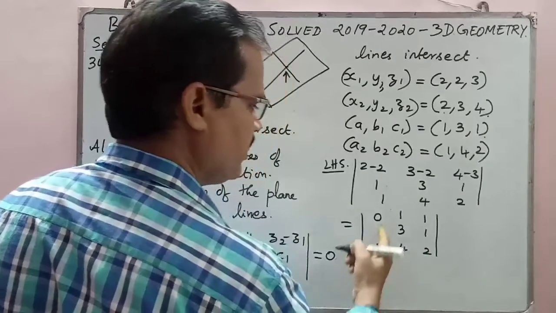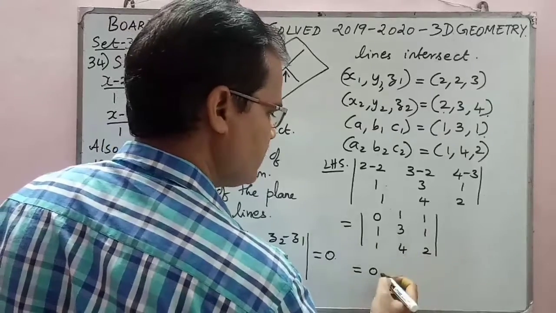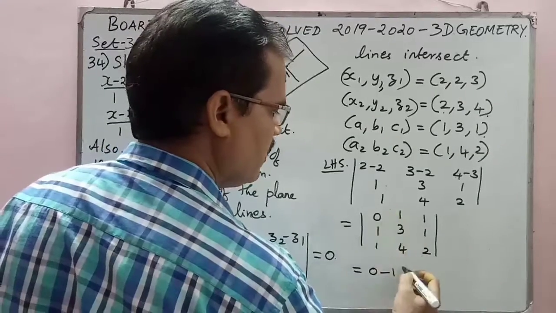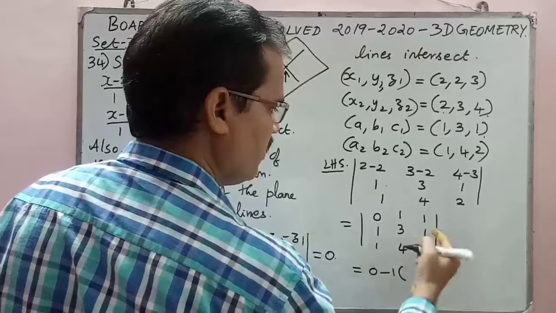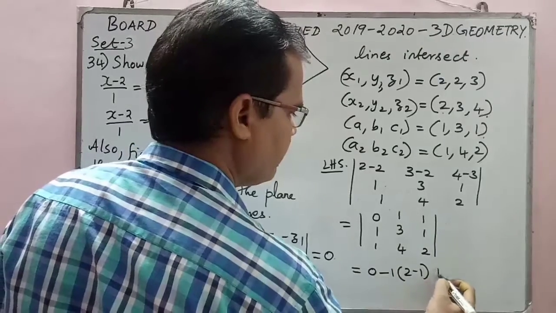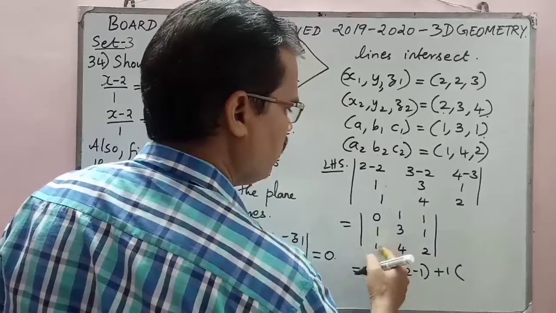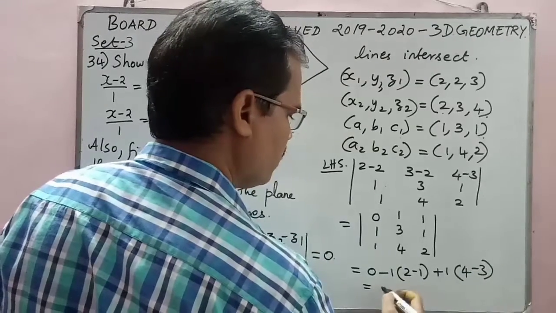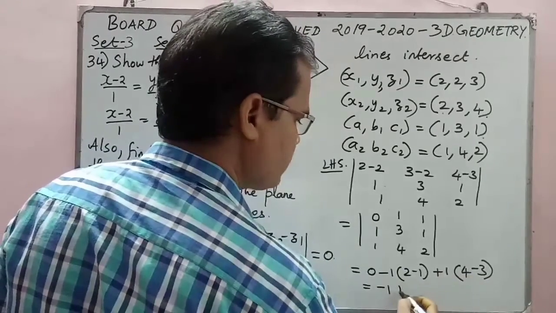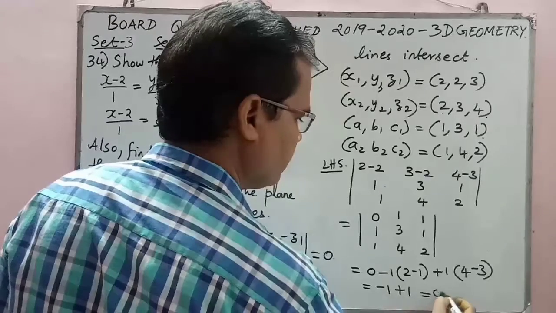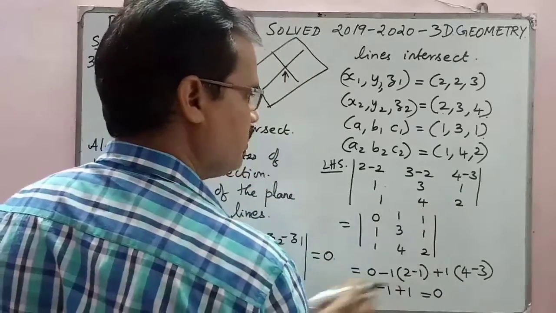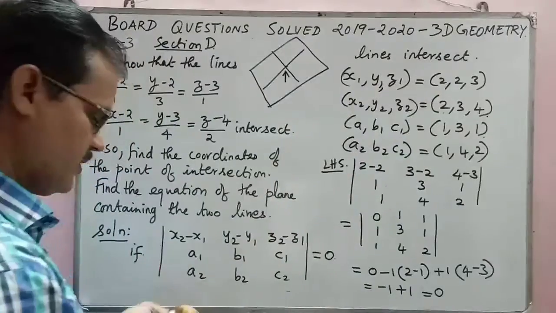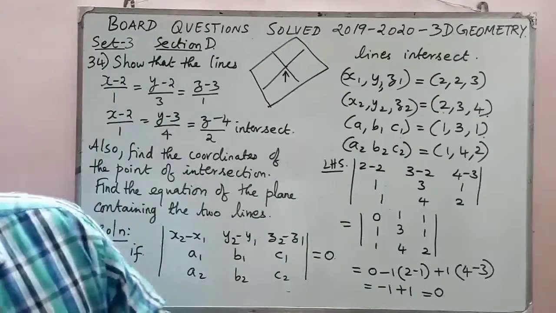Let us start finding the determinant. 0 into anything will become 0, minus 1 into 2 minus 1 plus 1 into 4 minus 3. So it is minus 1 plus 1, which is equal to 0. So this determinant has become 0. Therefore the lines intersect. The first part got over.